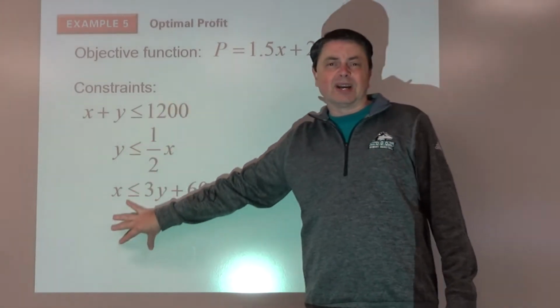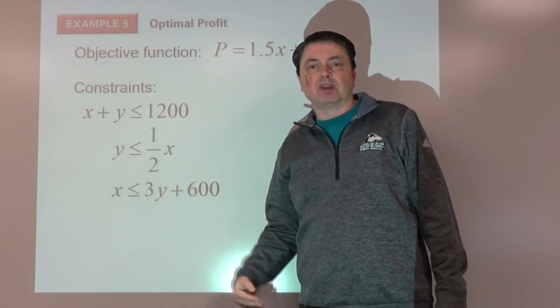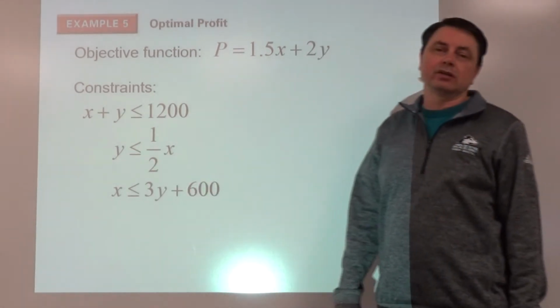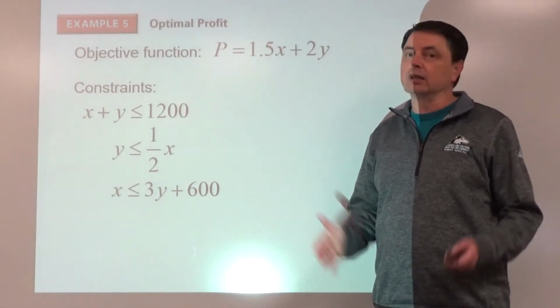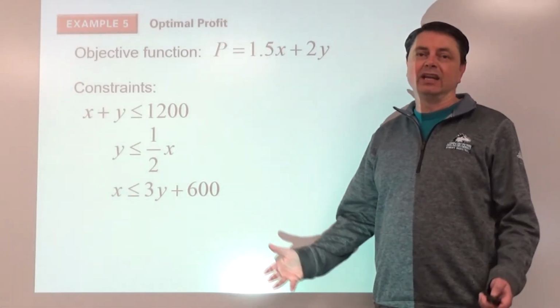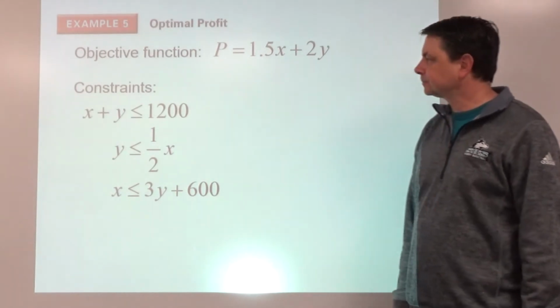The ones I did not write down, I probably should, is X has to be greater than or equal to 0. Y has to be greater than or equal to 0. Kind of assumed in this case, I'm talking about making product. Obviously can't make negative 100 units of something.